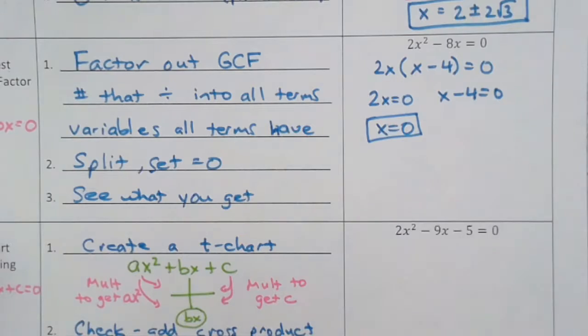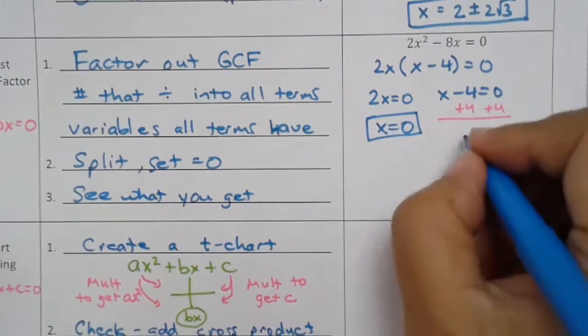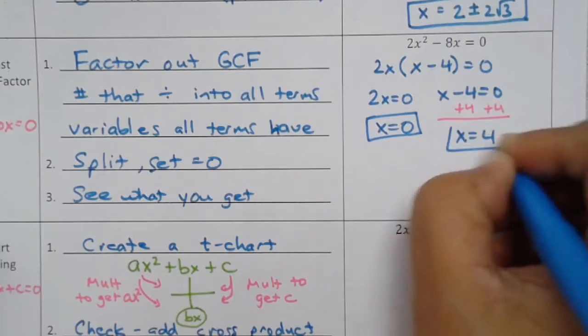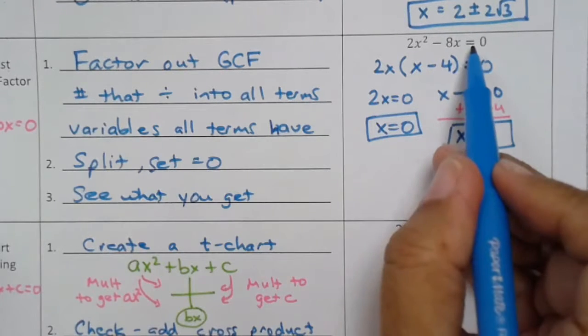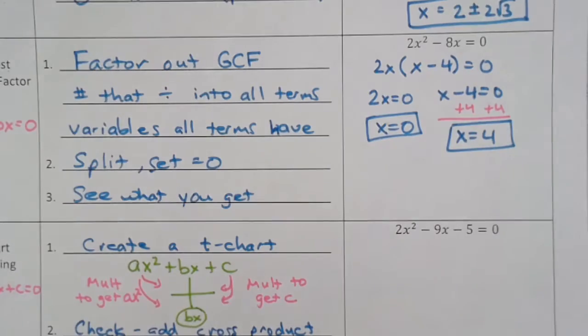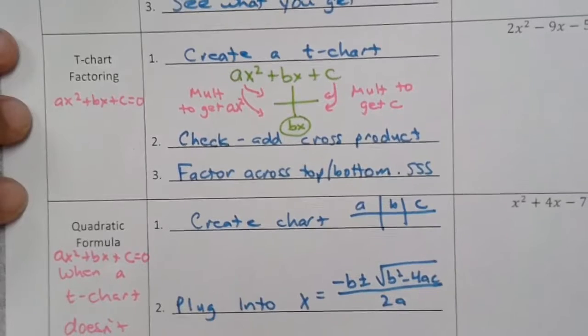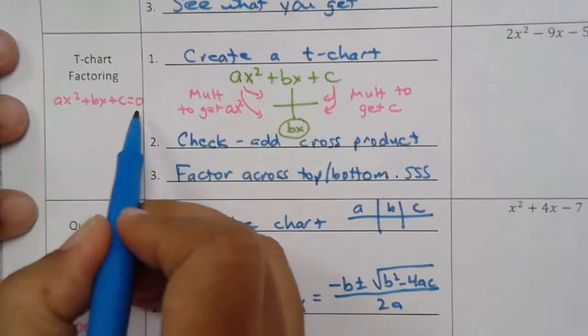Here we would actually add 4, and x would equal 4 here. Okay. Again, that happens when you don't have c, so you can actually see you could take it out of both. All right, the next type of solving is the t-chart, and that's when you have all three terms.